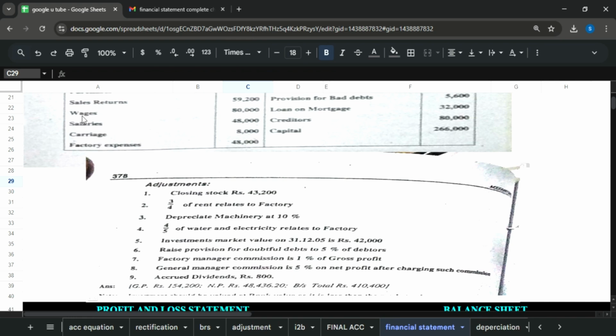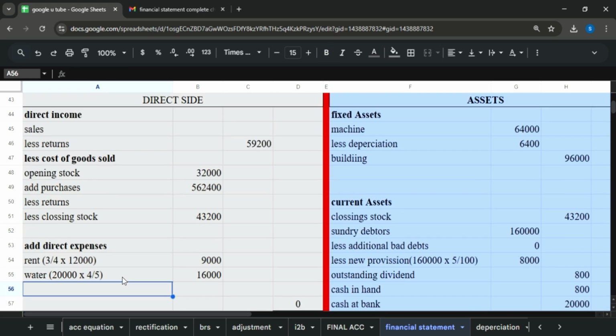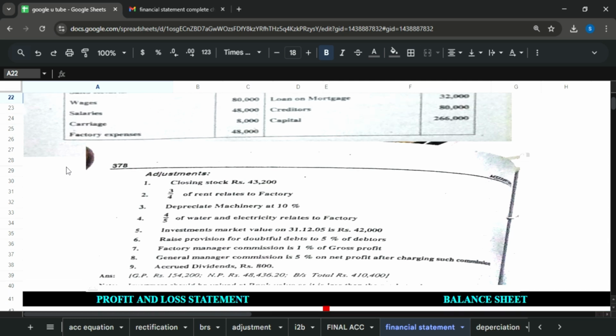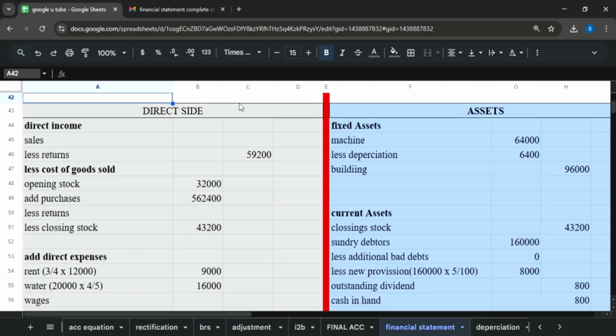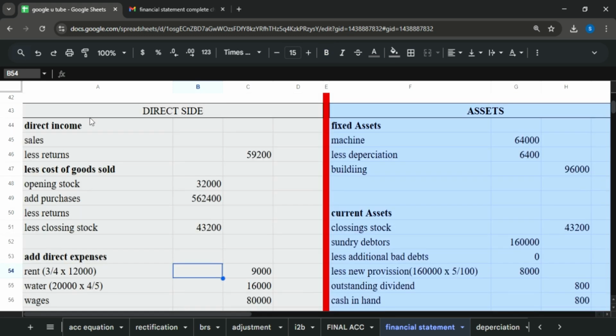These are sales return. Then wages 80,000. Okay, direct expense. Here you will mention wages, amount of wages, it's 80,000. So here you will write 80,000. Okay, these amounts are supposed to be written in the second column, so just raise these. Wages 80,000 completed.